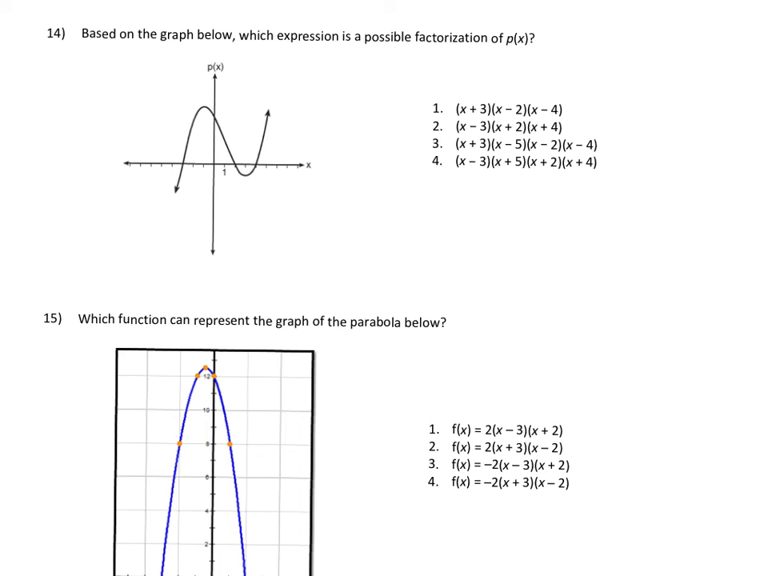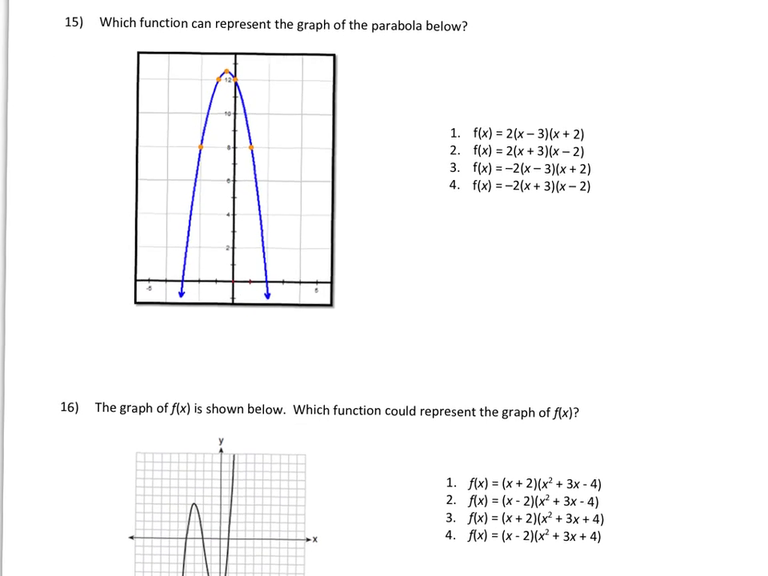Okay, this first one I think is pretty straightforward. You could see that we have zeros at x equals -3, x equals +2, and x equals +4. Okay, so basically we're just going to reverse the signs to find the factor. So the factor that corresponds with this would be x plus 3. The factor that corresponds with this would be x minus 2, and the factor that corresponds with this would be x minus 4. So this one's choice 1. All right, let's take a look at the next one.